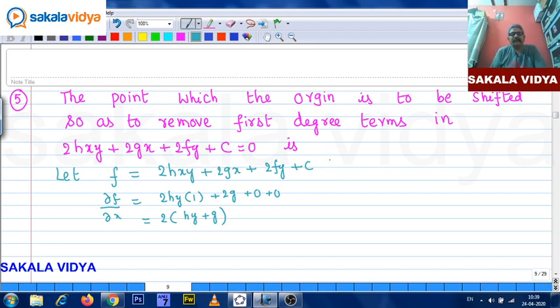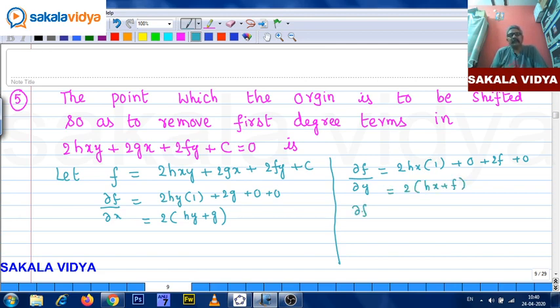Next, find dou f by dou y. That means find the partial differentiation of f with respect to y now. So here you get 2hx into y differentiation 1, 2gx 0, 2f into y differentiation 1, c 0. So, 2 common, we have hx plus f.